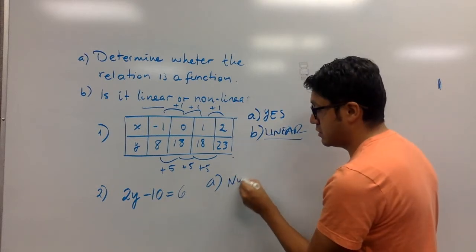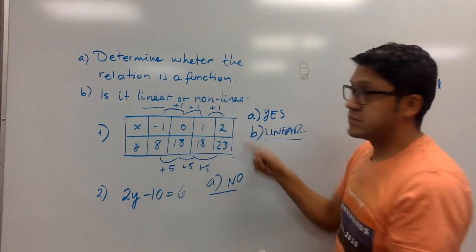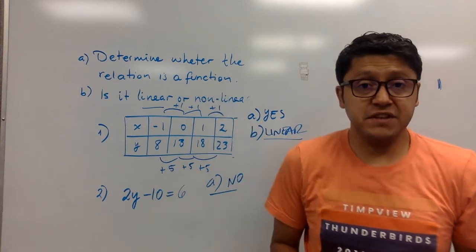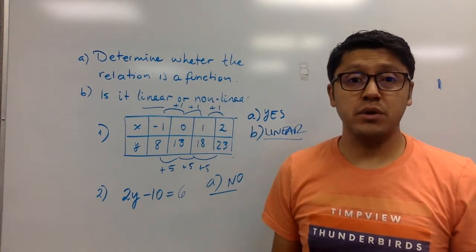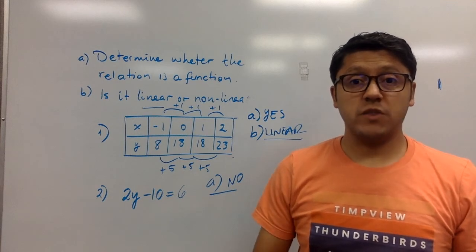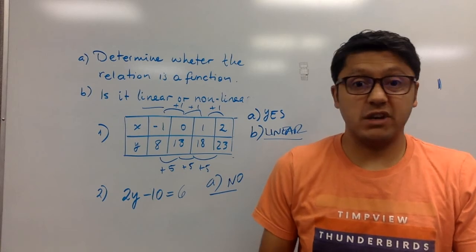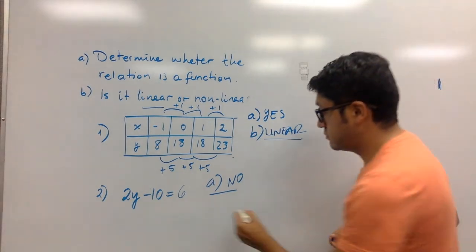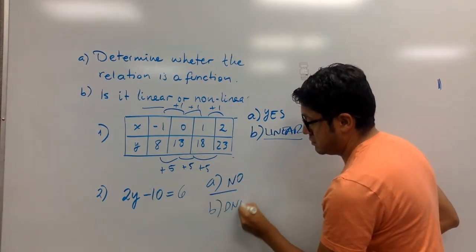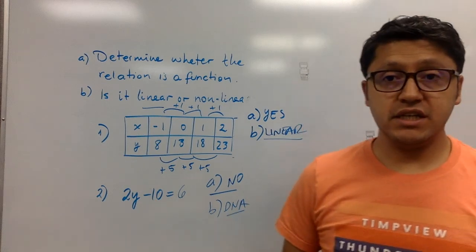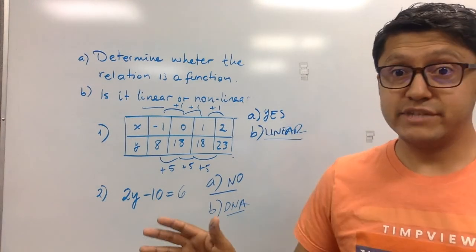So remember, this is not a function. And if it is not a function, I don't even have to bother thinking about whether it's linear or non-linear, because it's not even a function. So that's it. We're done. I write DNA, which means does not apply. That's all. Okay?